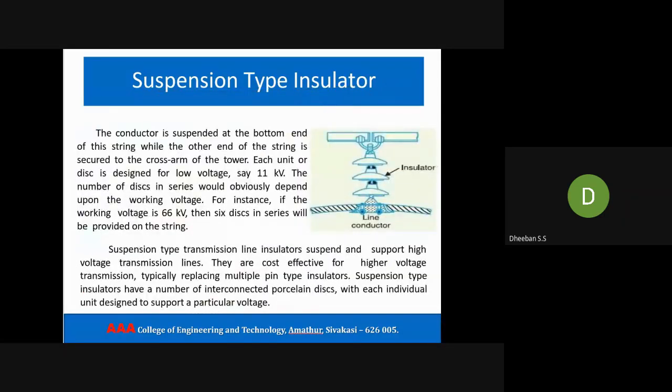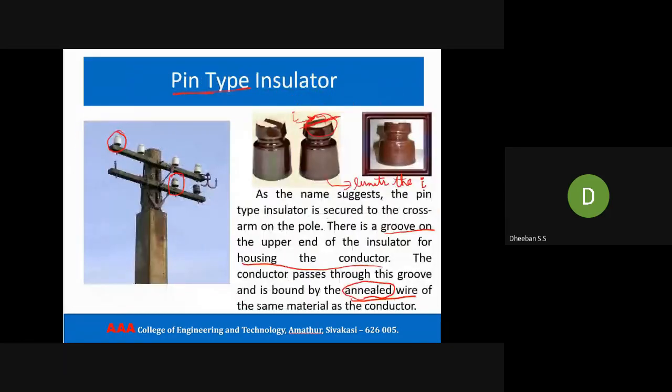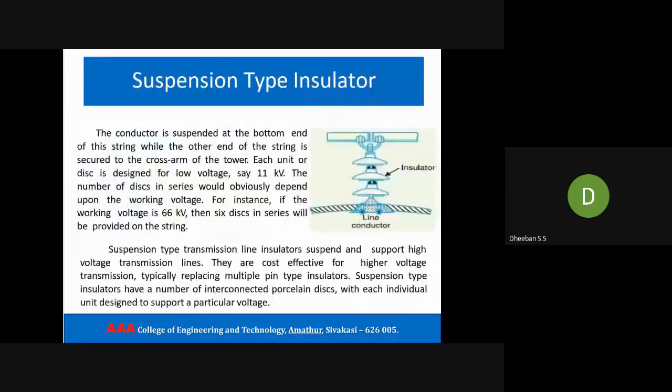So here you can see how it will be in the conductor. In the pin type, the conductor will be hosed above the insulator. But in the suspension type, this is your tower structure, this is your tower, and this is your line conductor. The conductor will be suspended below the insulator, at the bottom end.